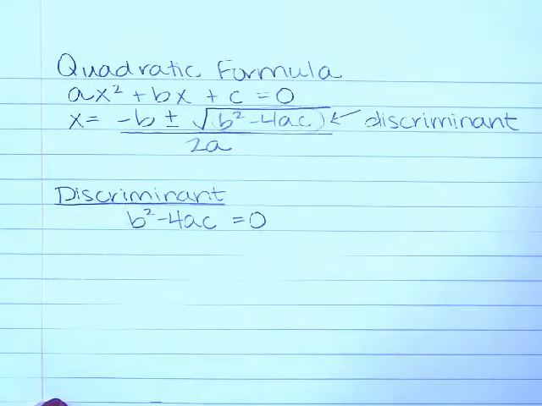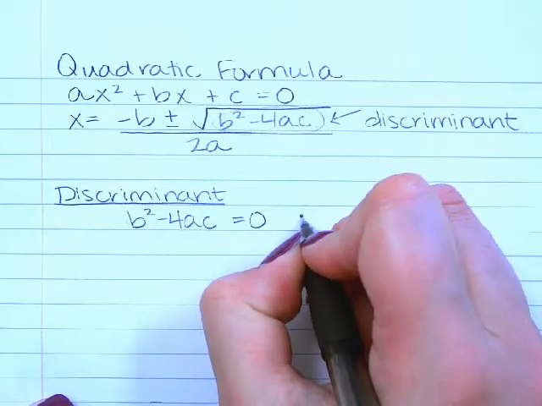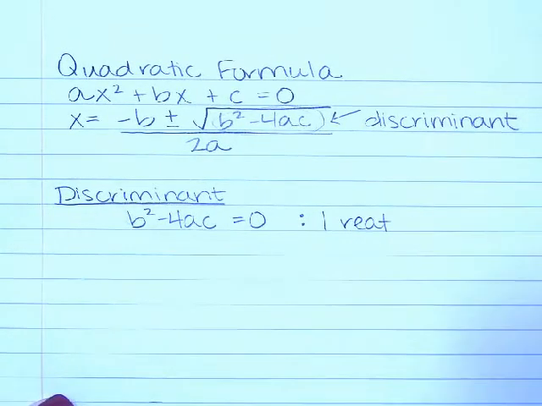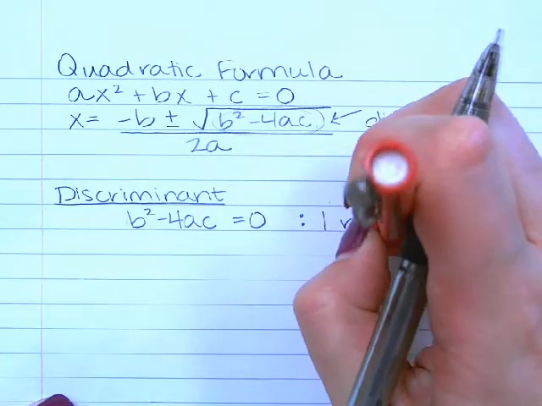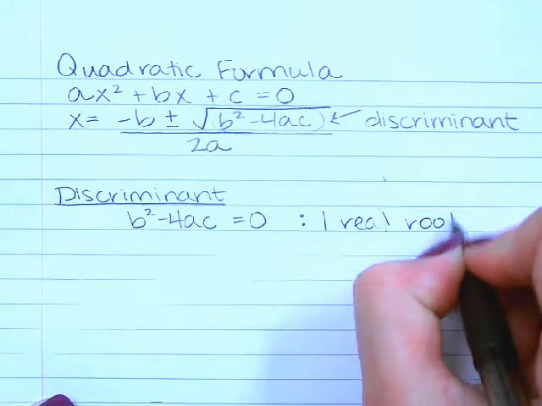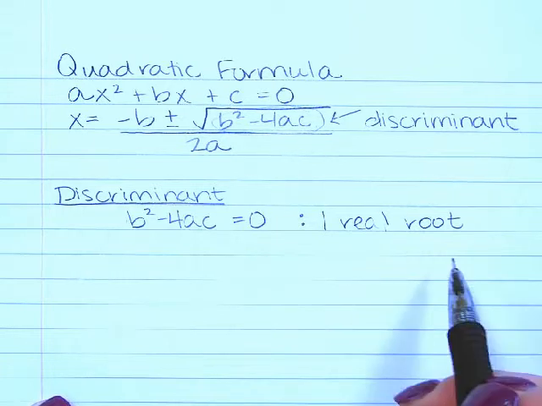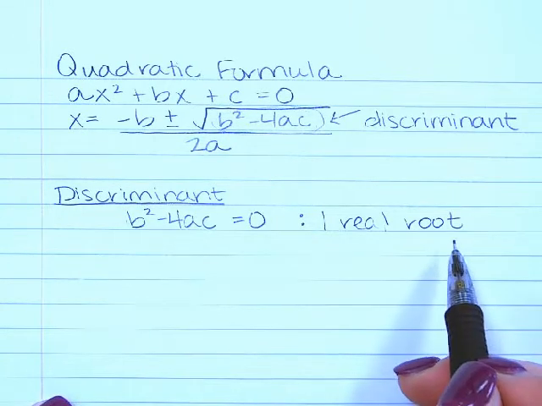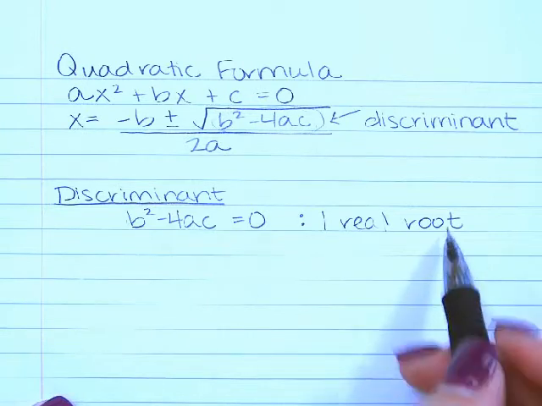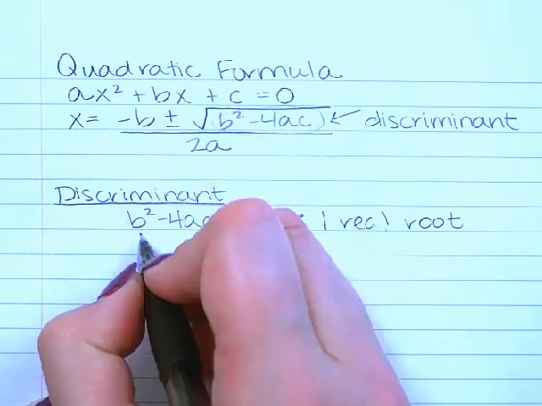And so then we would say that you're going to have one real root. And root is just another word for x-intercept, which is another word for a 0 of the graph. So we call them roots because we're taking square roots to get the answer.